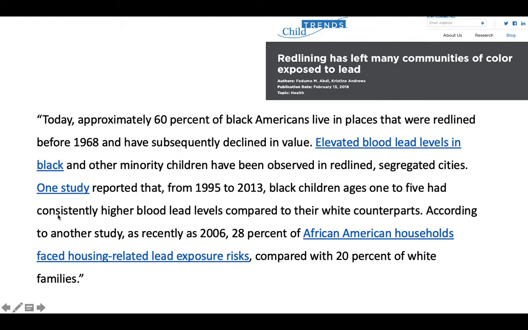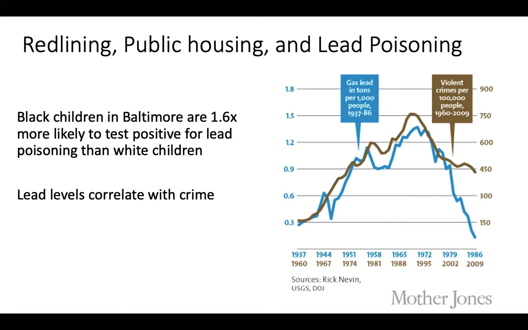Also from this article, today approximately 60% of black Americans live in places that were redlined before 1968. Elevated blood levels in black and other minority children have been observed in these redline segregated cities. One study reported that black children ages 1 to 5 have consistently higher blood levels compared to their white counterparts. And according to another study, 28% of African American households face housing-related lead exposure risk compared with 20% of white families. Right? 8% may not seem a lot. It has definitely gone down over the past couple decades, but there's still a discrepancy there that can have pretty serious impacts.